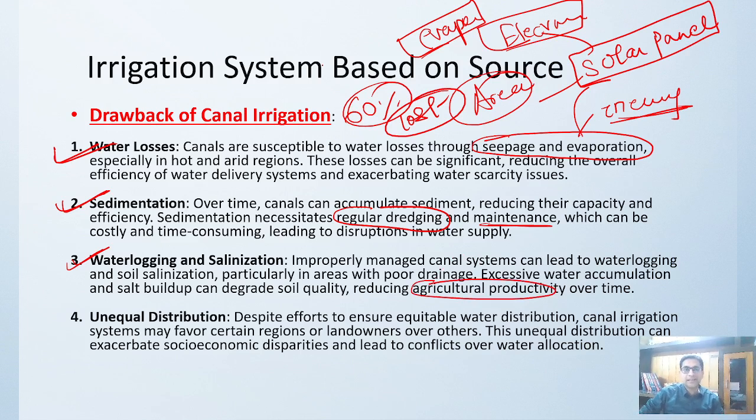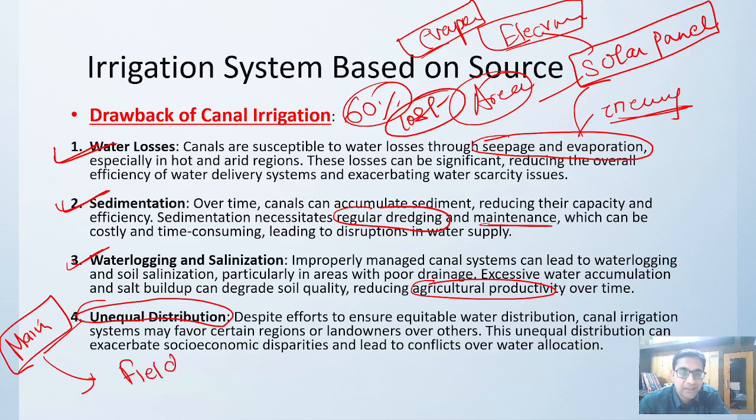Okay, and the canal system has unequal distribution, because you cannot make channels everywhere. So it has to go only through a main channel, and those people whose fields are near that main channel only, they get the maximum benefit out of it.